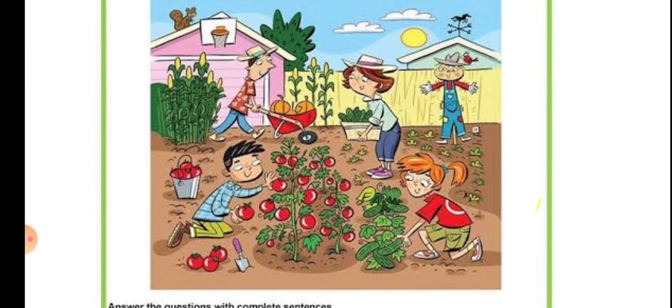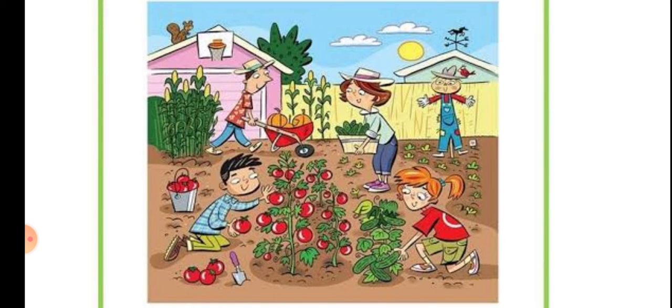Let's look at the picture again. It is the summer season. Since no one is wearing a jacket or a sweater, they are wearing hats to cover their faces from the sunlight. There are birds in this picture. There is a squirrel. People are happy. They are working in a garden. In this way, we are going to describe the picture.